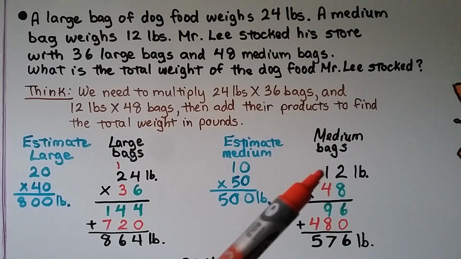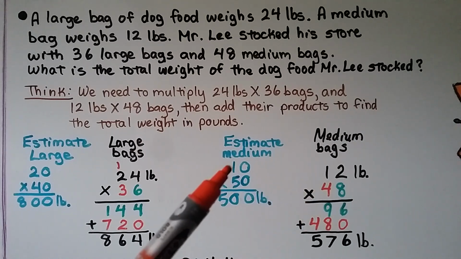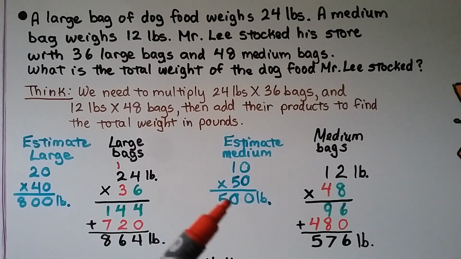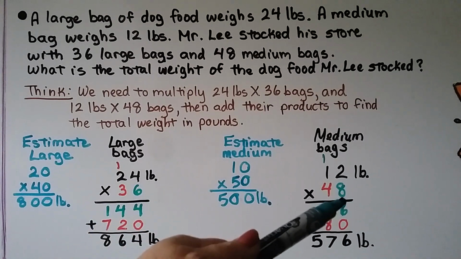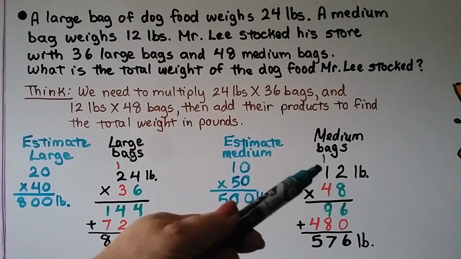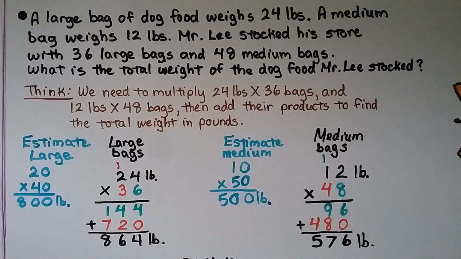We can estimate the medium dog food bags. We're going to multiply 12 times 48, so we can round it to 10 times 50. That would be about 500 pounds. When we multiply 8 times 2 in the ones place, that's 16. We regroup the 1 and put the 6 down. We multiply 8 times 1, which is 8, plus 1 more is 9. Our first partial product is 96.